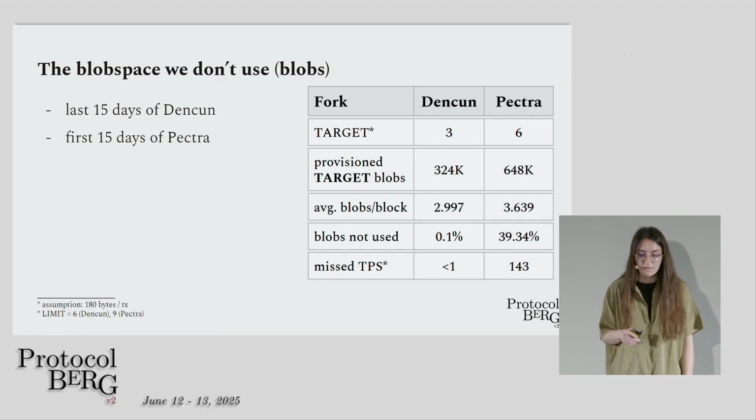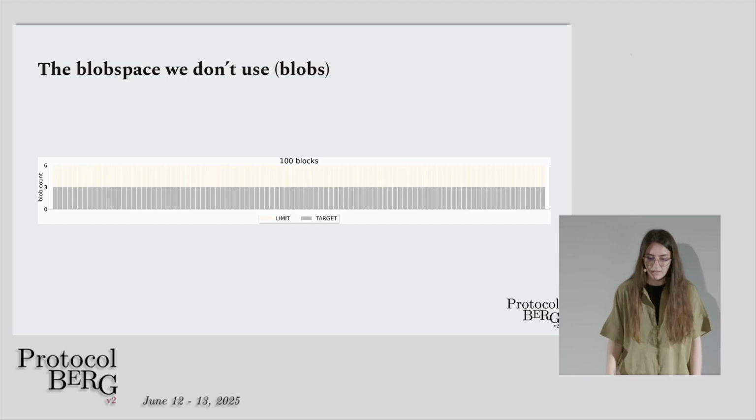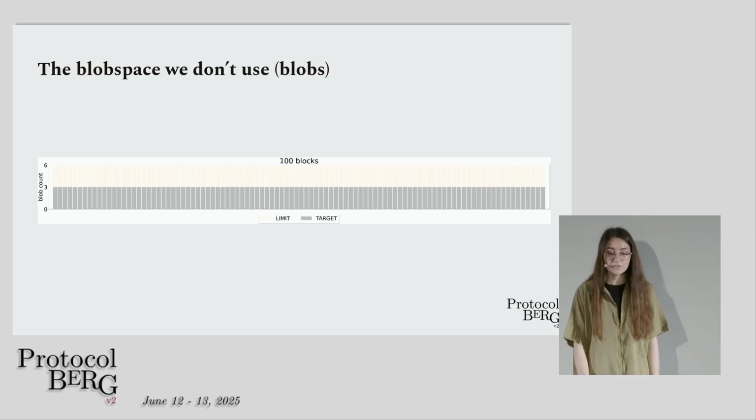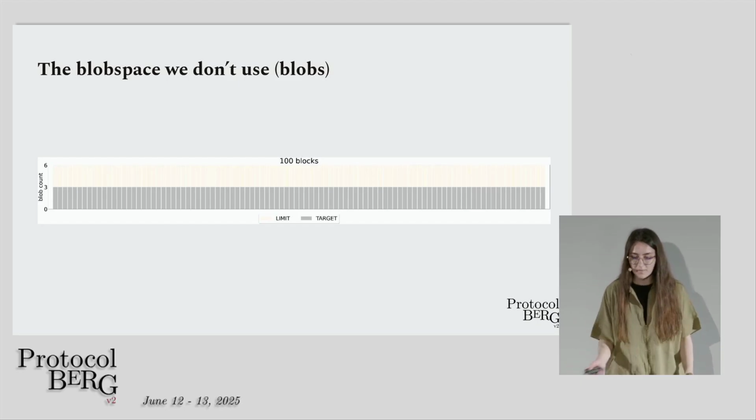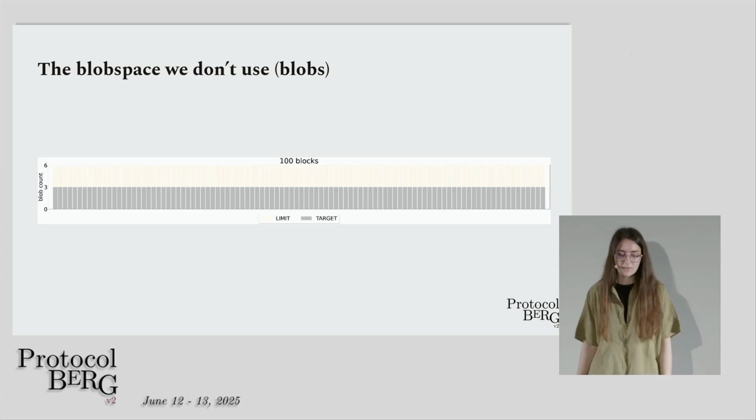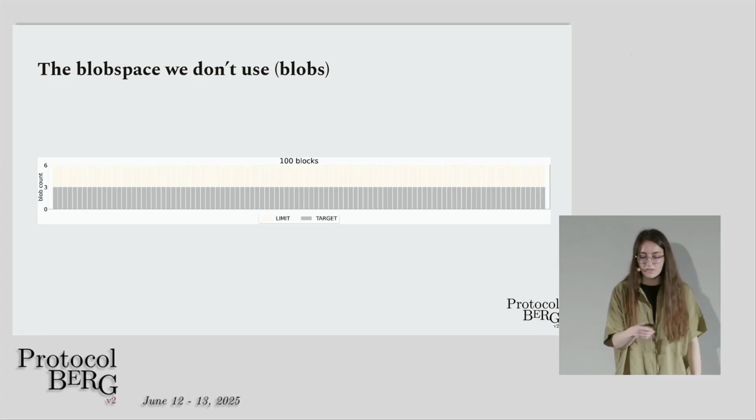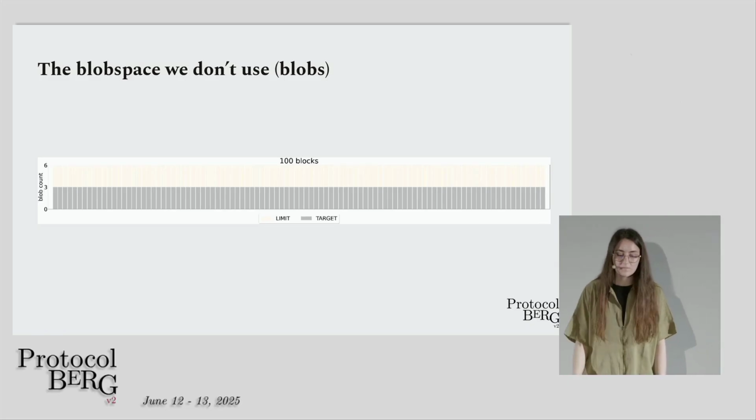Okay, now let's look at where these blobs that we don't use are. So here we have a blank canvas, and this was for Danksharding. We have 100 blocks. And the gray area is all the target space we could have used.